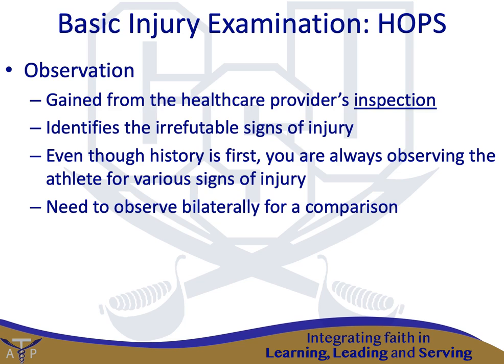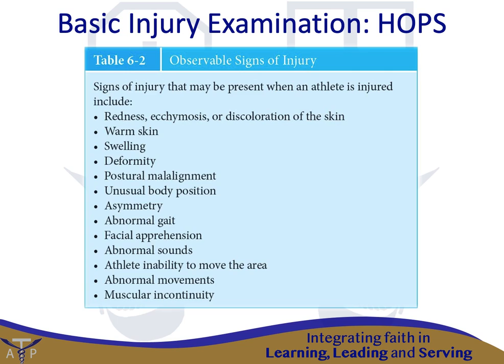And we always want to make sure that we're observing the athlete bilaterally so we can compare. So we're looking at both sides to compare the injured body part side to the uninjured side. These are typical things that we look at that are observable signs of injury. So you can read over that list. It's also included in your textbook.